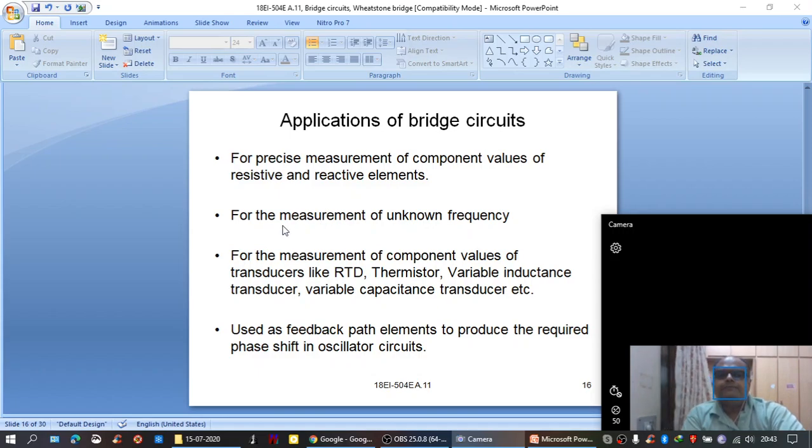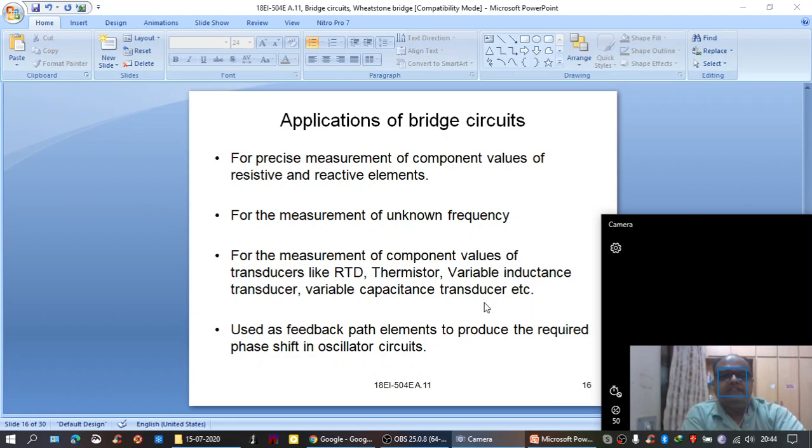And second one, bridge circuits can be used for the measurement of unknown frequency. Using AC bridges, we can find out the unknown frequency, right? Then bridge circuits are used for the measurement of component values of transducers like RTD, thermistor, variable inductance transducer, variable capacitance transducer, etc.